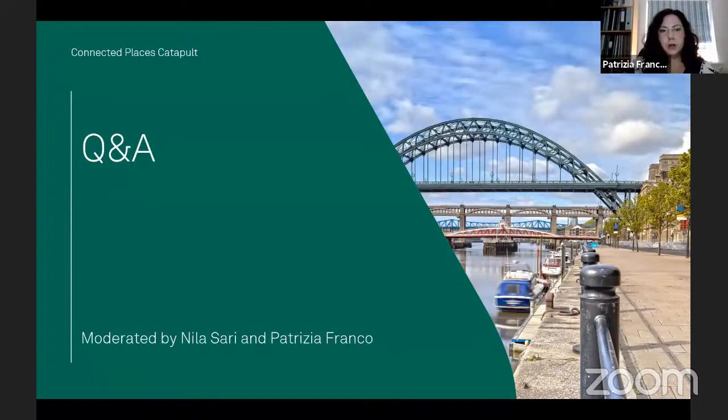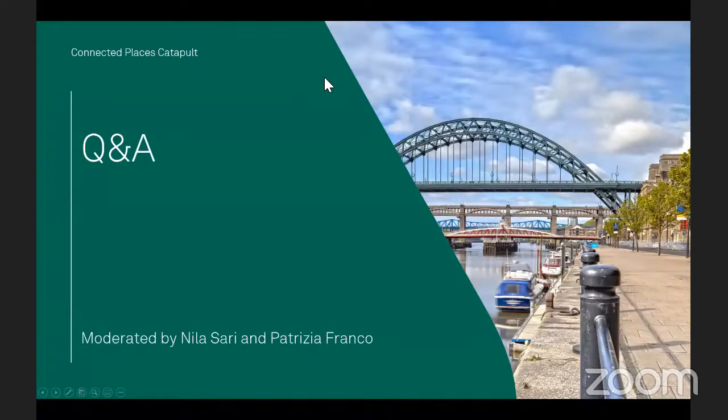To the validation of the model itself? There are a couple of questions now coming in. Patricia, the first question: if shared mobility has a potential of 8%, is it worth doing? Good question.